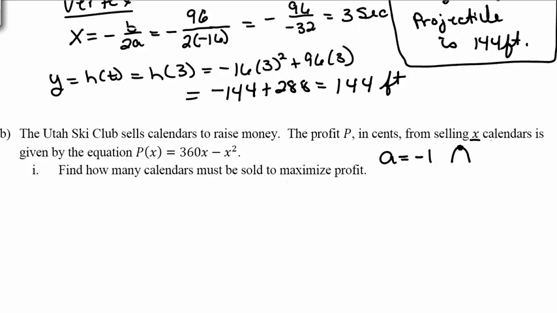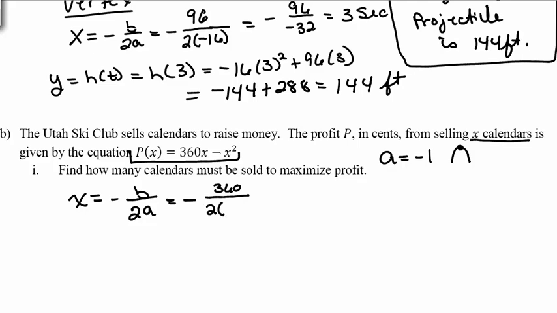So the number of calendars is x, so we need to find the x coordinate of our vertex, and that's at negative b over 2a. And here's our equation for our quadratic function or our parabola. So b, remember, is always the number in front of the variable that's not being squared, so that's this 360 here. And then divided by 2 times a, and a is always the number in front of x squared. And since there's no number there, it's a negative 1. And so 360 divided by 2 is 180.